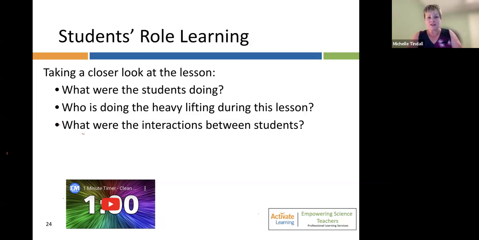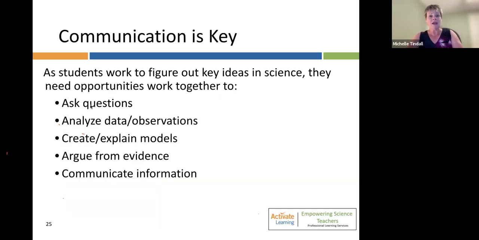And then what were the interactions between the students? We mentioned in the chat, there's small group, there's partner talk, and there's whole group talk. So there was a lot of student learning going on during this lesson. And we noticed that communication was key. So as students are figuring out their key ideas in science, it's important for them to be able to communicate, to ask those questions and analyze data and create and explain their models, argue from evidence and communicate information. All those verbs that we talk about in the science and engineering practices are going to be important for them to engage in here.